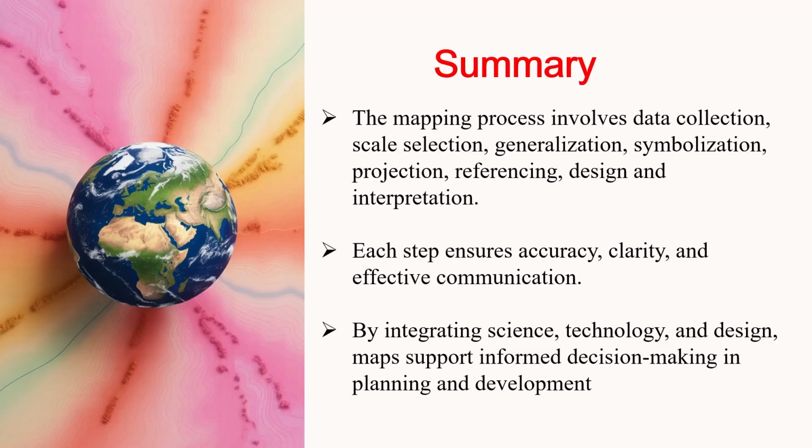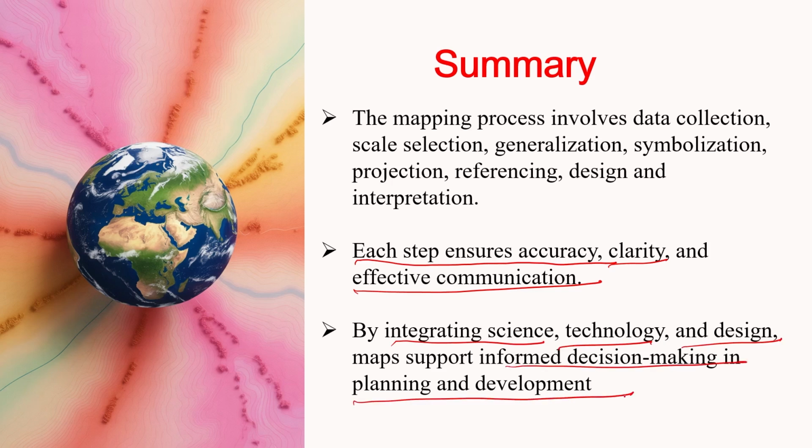Now, in summary, the mapping process involves data collection, data selection, manipulation, map analysis, map reading and map interpretation. And we have 8 steps, using those 8 steps we try to complete the mapping process. And here each step ensures accuracy, clarity and effective communication, because a map is a communication tool. The aim of the map is to communicate whatever I want to tell. So, by integrating science, technology and design, maps support informed decision making in planning and development.